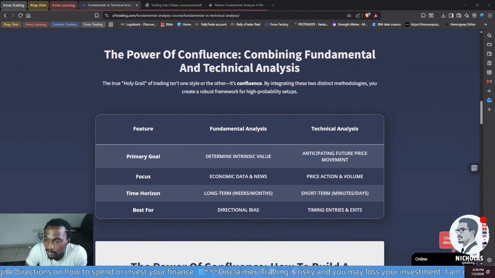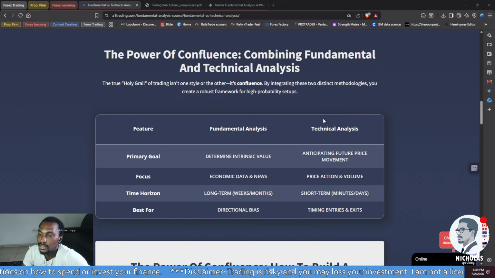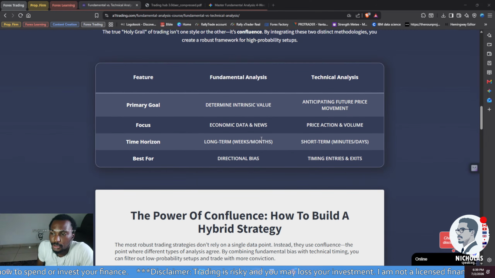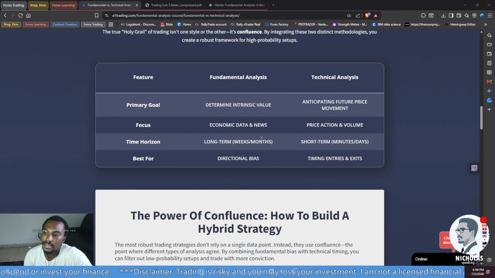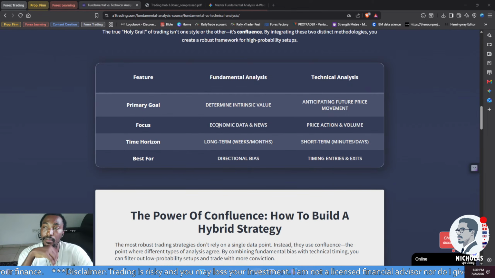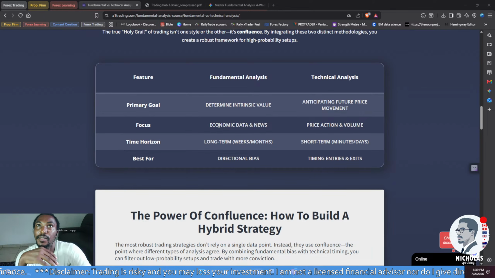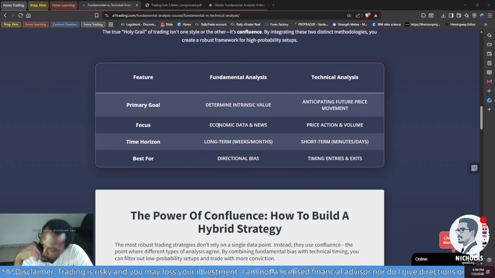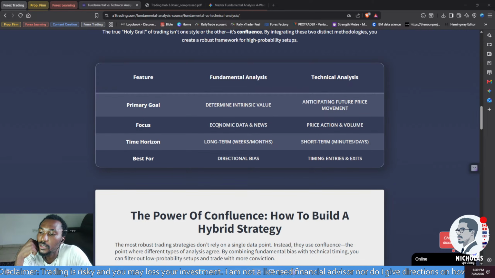Now let's see. It says the features, the fundamental analysis and technical analysis. The primary goal of fundamental analysis is to determine the intrinsic value, while technical analysis is to anticipate future price movements. And that's so true. You cannot actually anticipate price movement by looking at the fundamental information. You can anticipate price direction, but not the movement. I agree with that fact. So the focus for fundamental analysis is economic data and news. The focus for technical analysis is volume and price action.